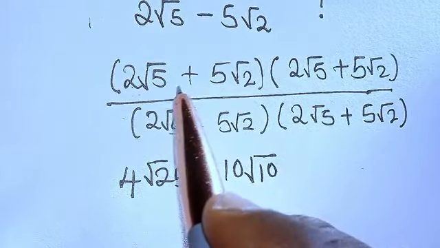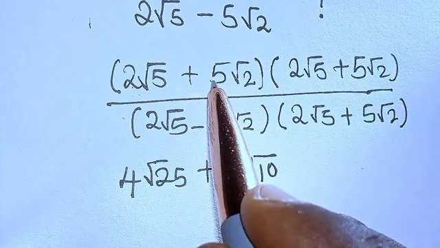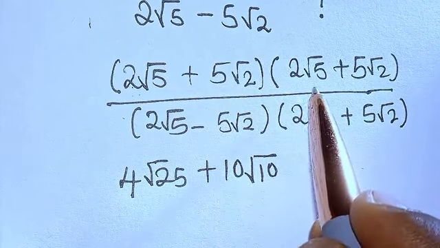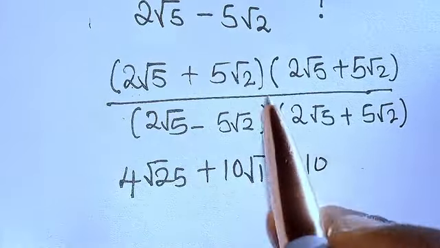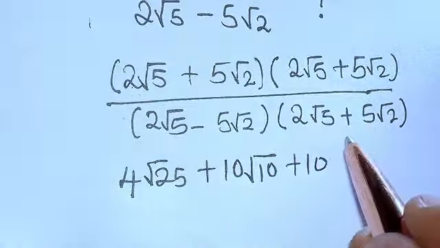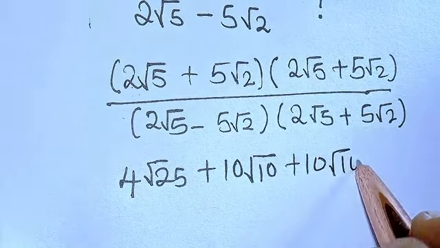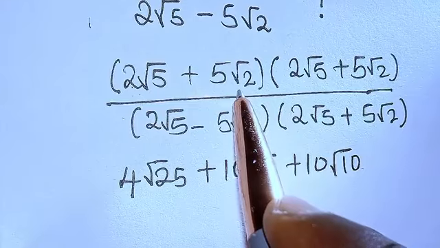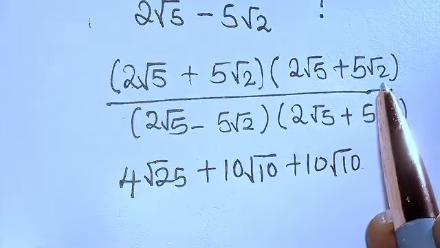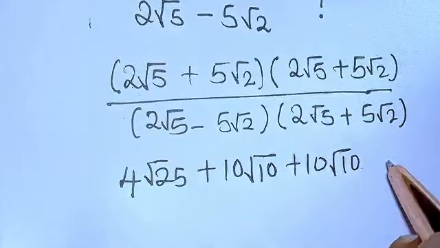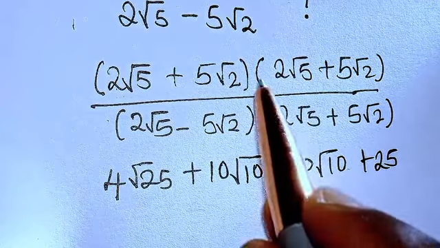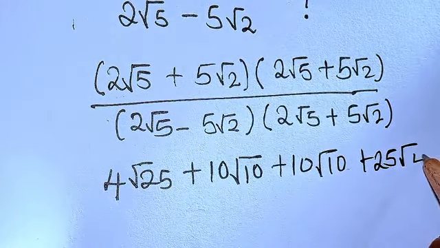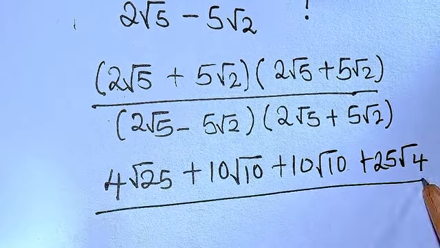Here we are done with the first one, so we go to the second one. 5 root 2 times this: 5 times 2 gives plus 10, then root 2 times root 5 gives root 10. Then we go by 5 root 2 times 2 root 5 for the other terms: 5 times 5 gives 25, then root 2 times root 2 gives root 4. Then divided by.